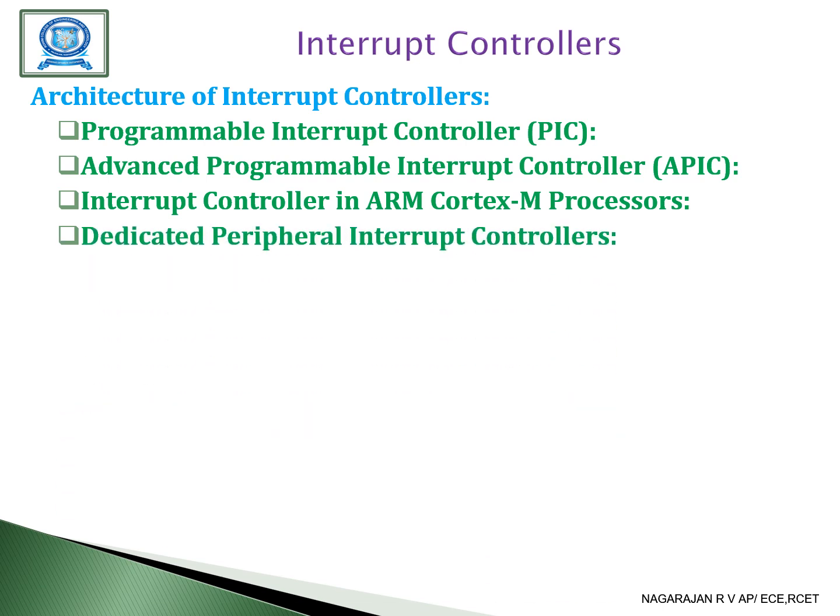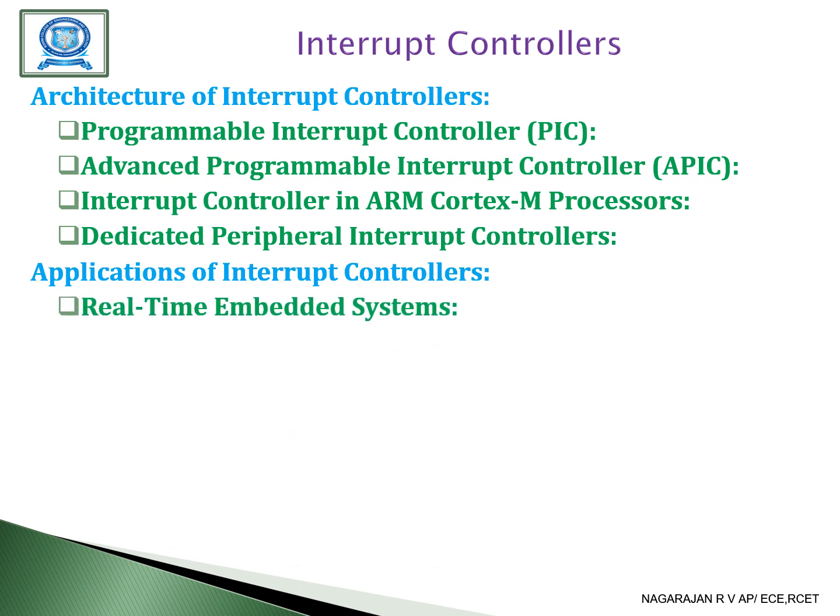The next one is dedicated peripheral interrupt controllers. Some peripherals include their own dedicated interrupt controllers to manage interrupts specific to that device. This approach reduces the load on the main interrupt controller and allows for specialized handling of peripheral-specific events. Now let us see the applications of interrupt controllers in embedded systems. The first application is real-time embedded systems. Interrupt controllers are vital in real-time systems for timely response to events in critical areas such as automatic control systems, industrial automation, and robotics.